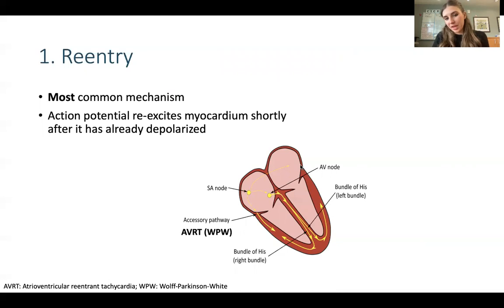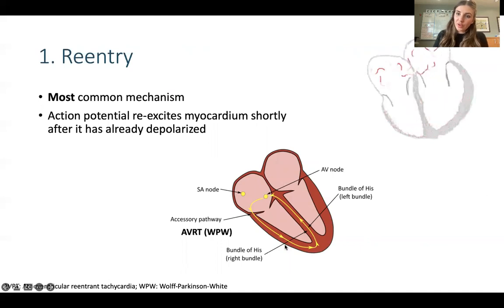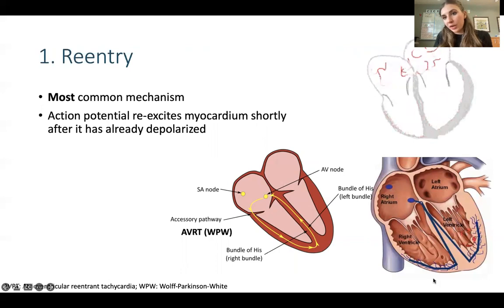So what happens in this circumstance, your SA node will fire off. Remember, when it gets to the AV node, it has a protective mechanism to slow the impulse down to let things empty and fill. However, in patients who have a Wolff-Parkinson-White accessory pathway, they basically have that electrical impulse from the SA node shooting down the side. And there's no AV nodal protection there. So now this shoots down, and it can cause a global re-entry, and it can go back through the AV node and circulate around. We could also have re-entry that's specific in just our atrial tissues or in our ventricular.